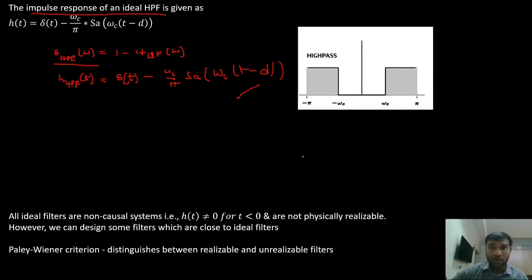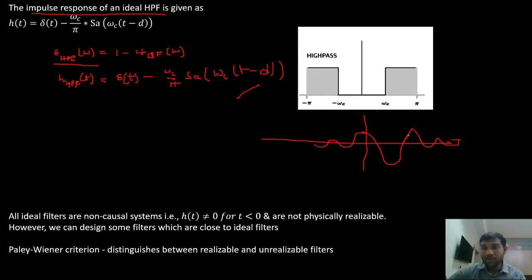This one also, if you draw, it will look similar to my low pass filter's impulse response. The only difference being it is inverted, right? This is my low pass filter impulse response, and I have a negative sign. So instead of being like this, it's going to be something like this, right? This is how my impulse response for the high pass filter might look. And I have a delta of t also, somewhere over here, right?